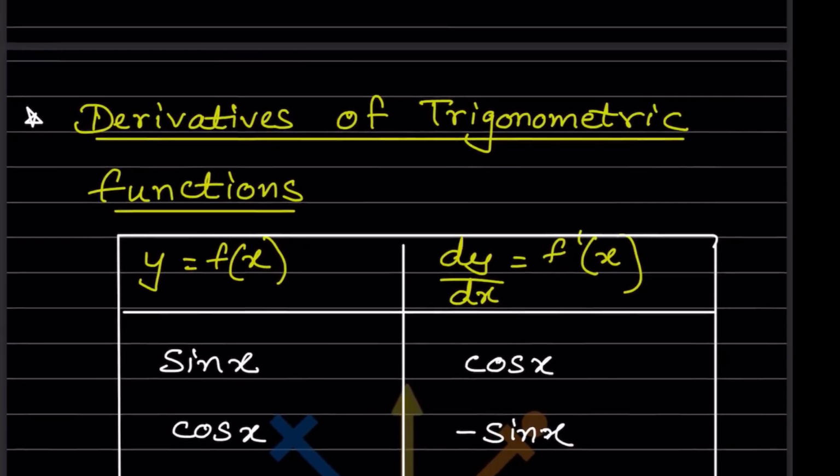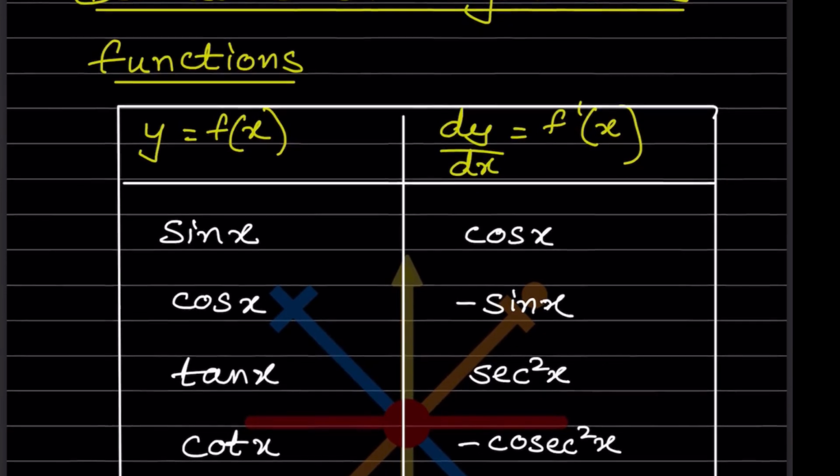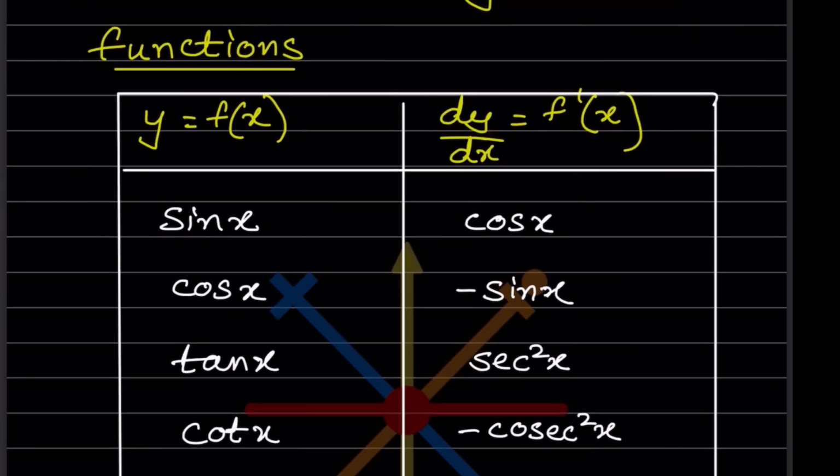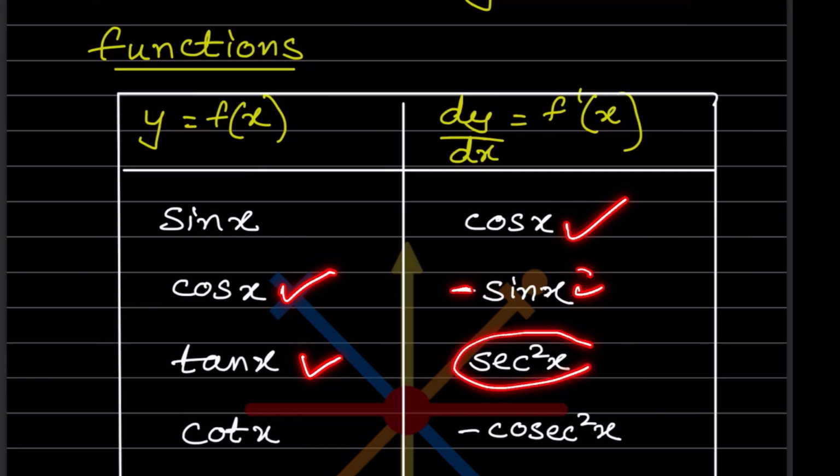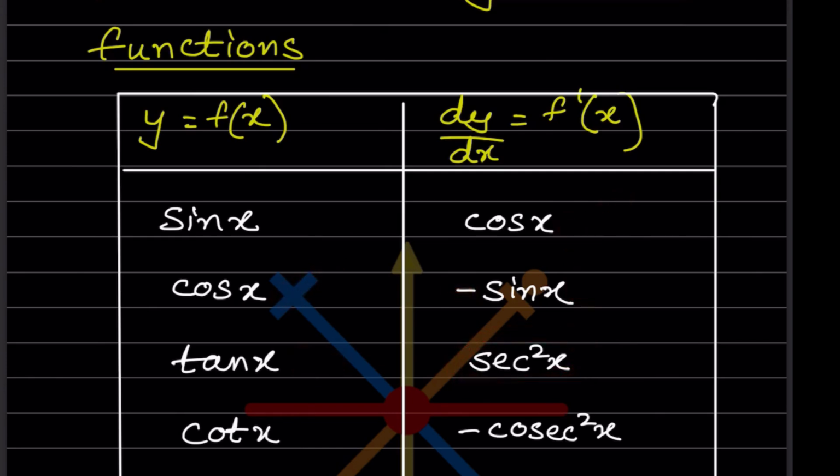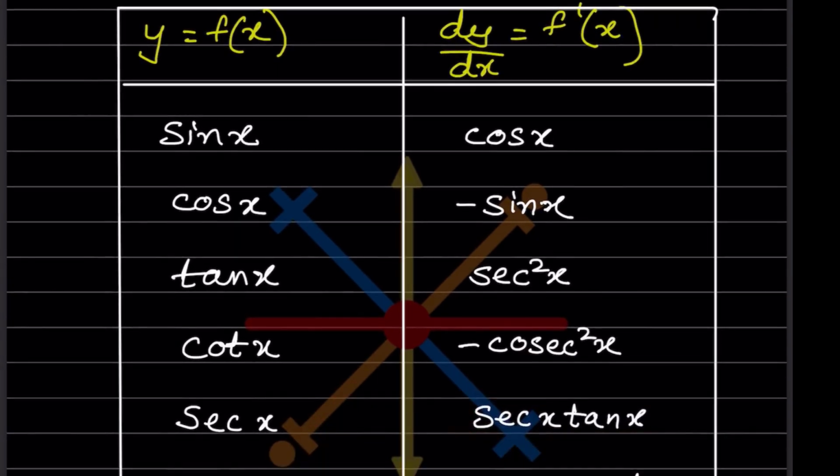Now we will see the derivatives of the trigonometric functions, y is equal to f of x and dy by dx. The derivative of sin x is going to be cos x. For cos x, it is going to be minus sin x. For tan x, it will be sec square x. For cot x, it will be minus cosec square x. For sec x, it is going to be sec x tan x. For cosec x, it will be minus cosec x cot x.